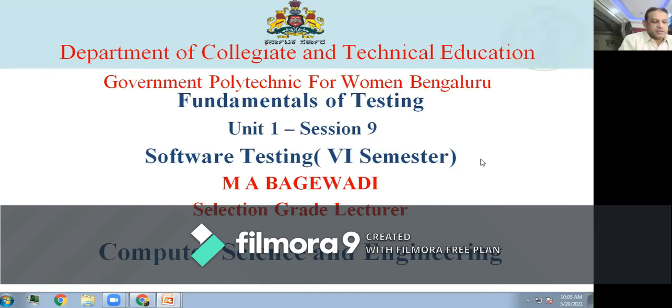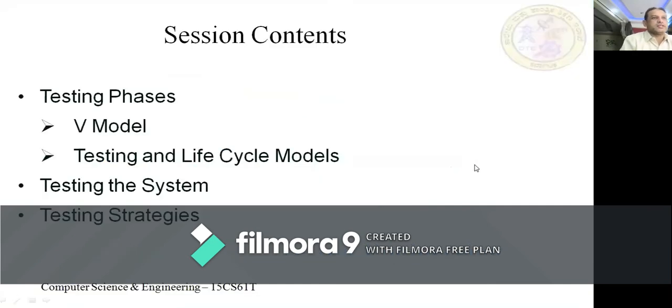So we'll recap what we discussed in the last class. And before that, in today's classes we are going to discuss testing phases, as we discussed. We'll recap the things and then go to other topics. What are the testing phases? The V model, as we discussed in the last class, testing and life cycle models. Today we'll discuss testing and life cycle models, testing the system, and different testing strategies.